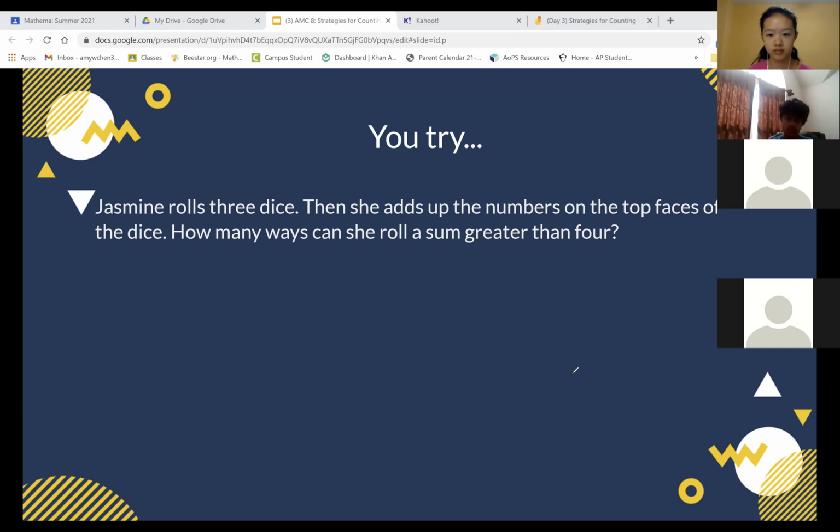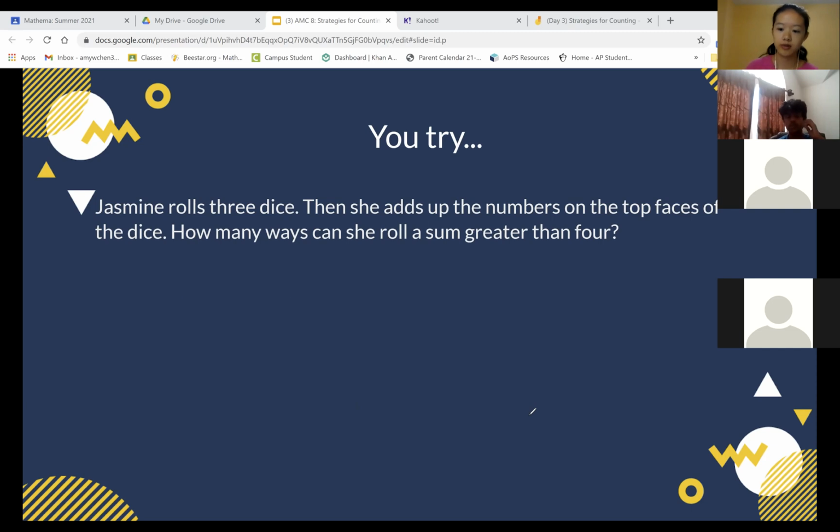$108, nope, not quite. Okay. Try to identify what's the opposite of this question. So the opposite of rolling sum greater than 4 would be, yes, rolling less than or equal to 4.